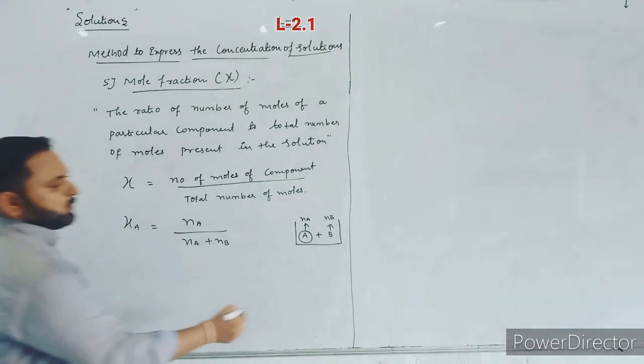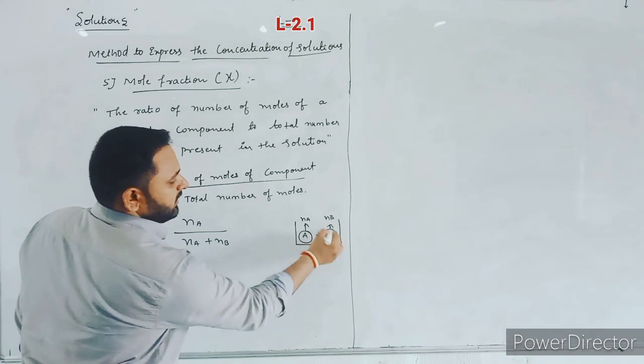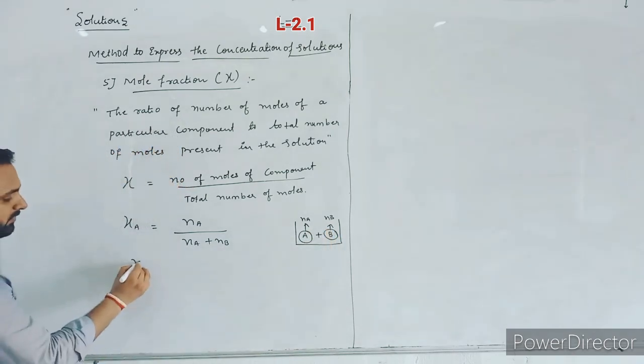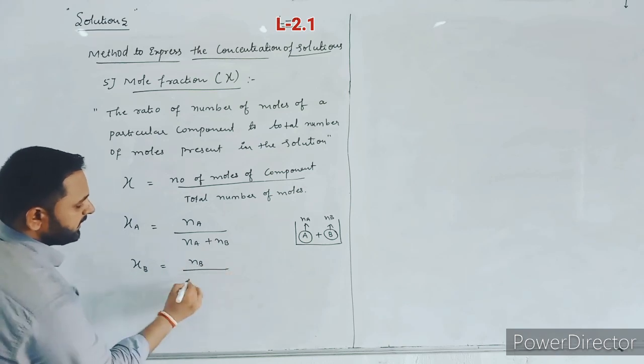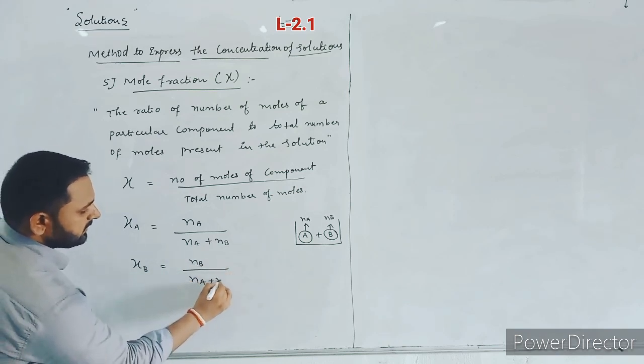Next let us write mole fraction mathematical expression for B component. Mole fraction of B is equal to number of moles of B divided by Na plus Nb.